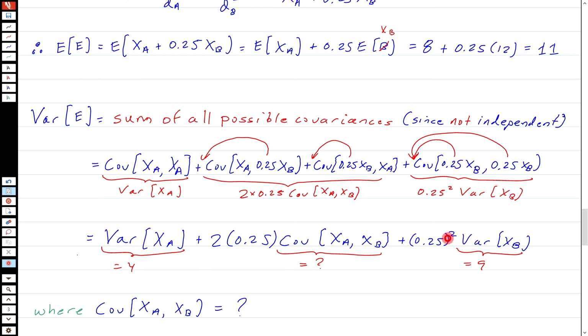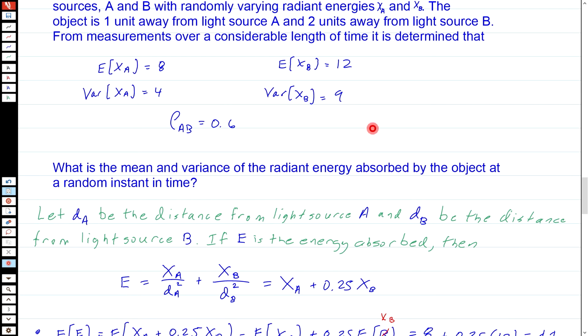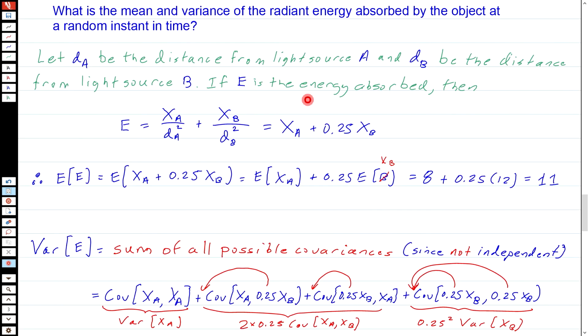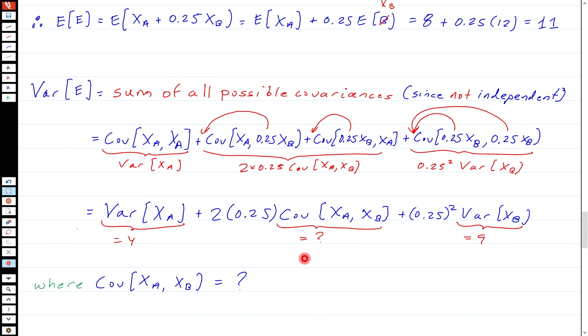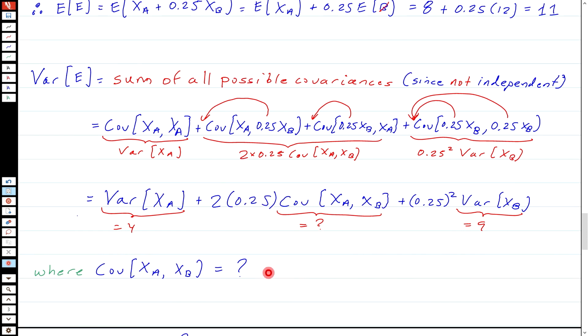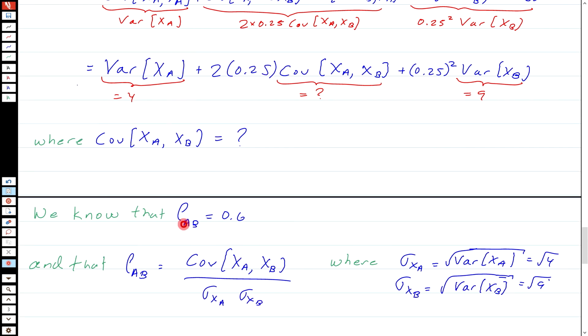I know the first and last things, the variance of XA and the variance of XB. From above, the variance of XA is 4, the variance of XB is 9. But I still don't know this covariance, so I've got to work that out now. The fundamental definition of the correlation coefficient, rho AB, is that it's the covariance divided by the standard deviation of XA times the standard deviation of XB. The standard deviation of XA is the square root of the variance, which is the square root of 4, which of course is 2. And the standard deviation of XB is the square root of 9, which is of course 3.